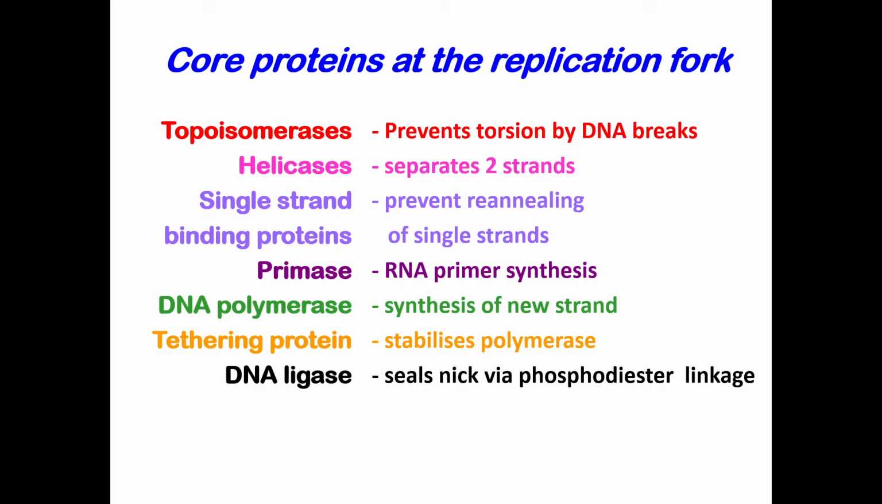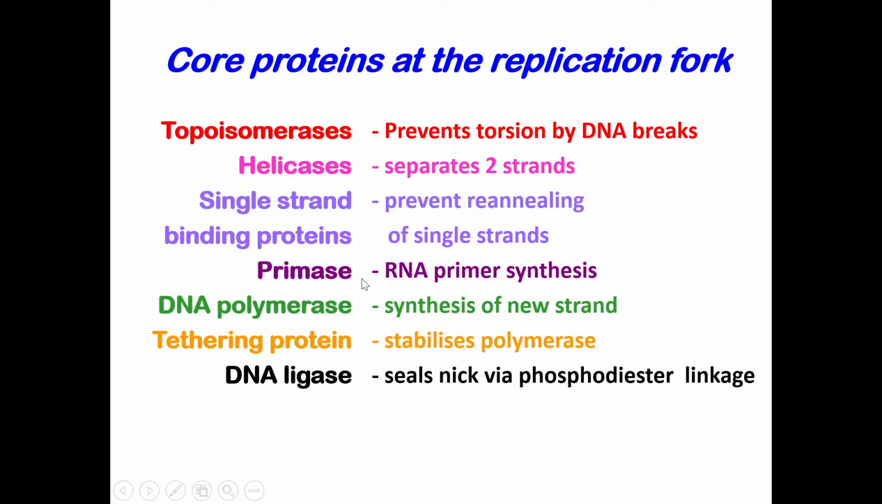Now, see what are the core proteins that are involved in this semi-conservative replication? Topoisomerase, helicases, SSB proteins, primase, DNA polymerase, okay, tethering proteins and DNA ligase. Now, what is the job of each one of these? I have very clearly mentioned here. Topoisomerases prevent torsion by DNA breaks. Helicases separate two strands, and SSB proteins prevent re-annealing of single strands.